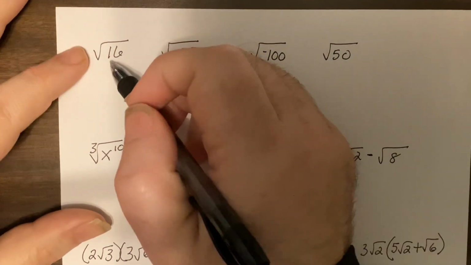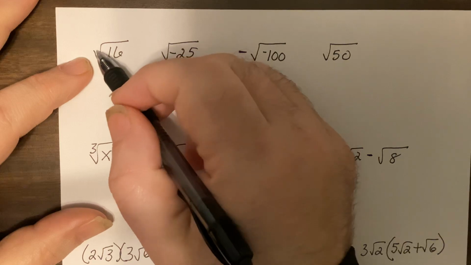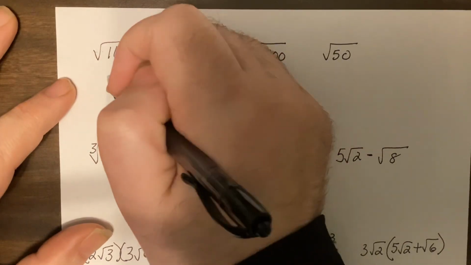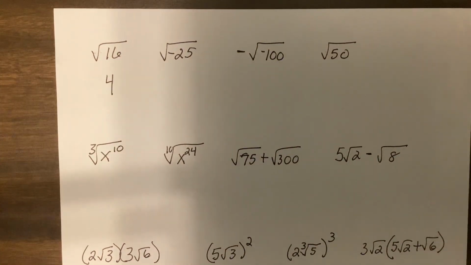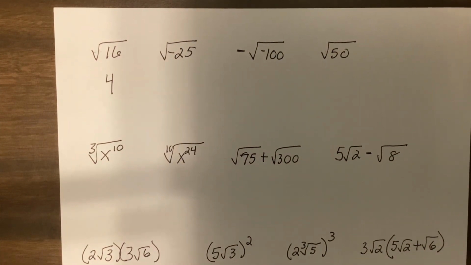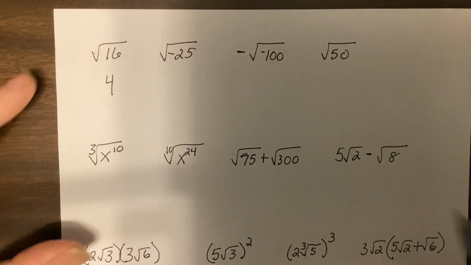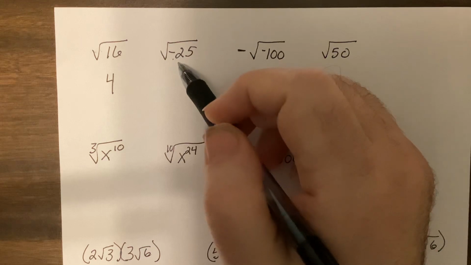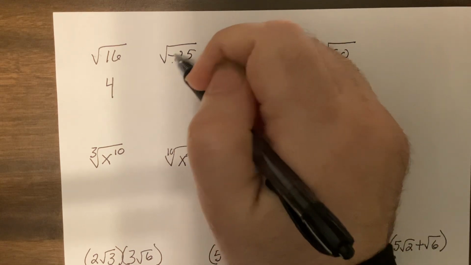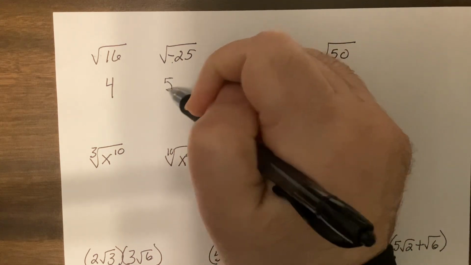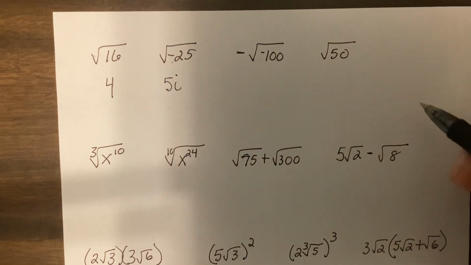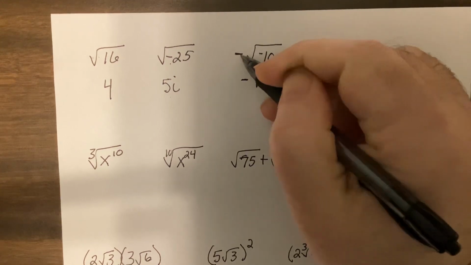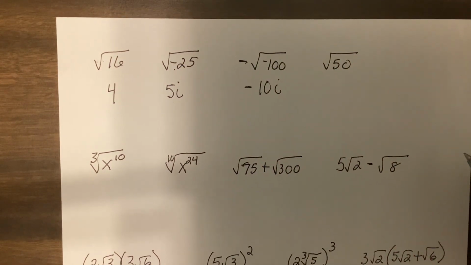But square root, if the index is not shown, it's assumed to be square root. And that means what are you squaring? What are you multiplying by itself? So square root of 16 would be 4. Now at the start of this whole process, we said if a negative is under the square root, oh no, couldn't do it. But then we came up with a whole number, i. So this would be a negative 10i. Can't take a negative and put it under the square root.